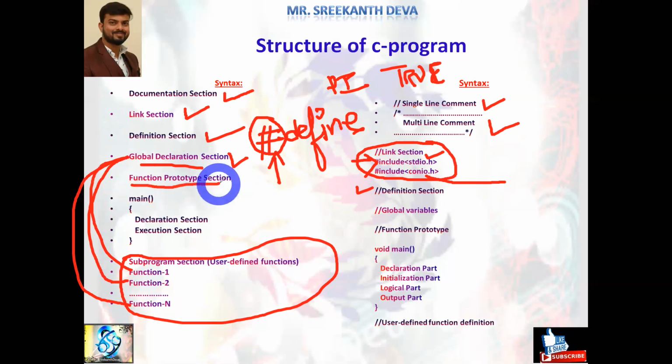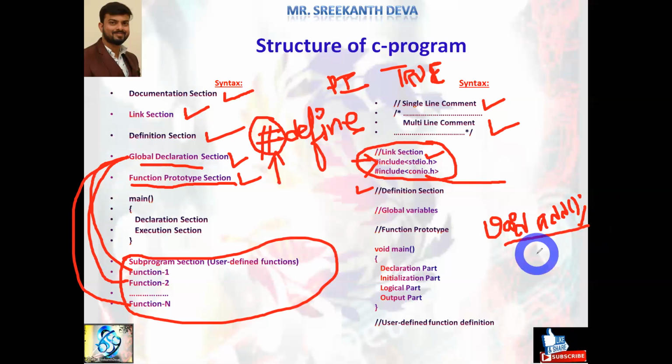Next, the function prototype section. If I want to write my user-defined functions, I first declare which functions I am going to write. Before providing the functionality of a particular function, we declare that function before or outside of the main function. This is called the function declaration or prototype part, and it comes under the function prototype section. For example, if I want to write my own user-defined function like void add, I simply declare it outside of or before the main function. This represents the function prototype or function declaration.